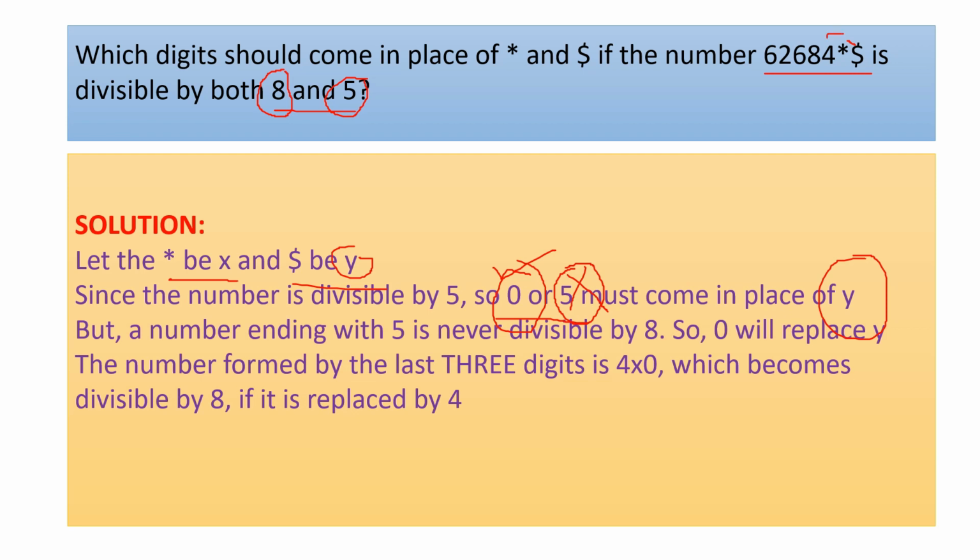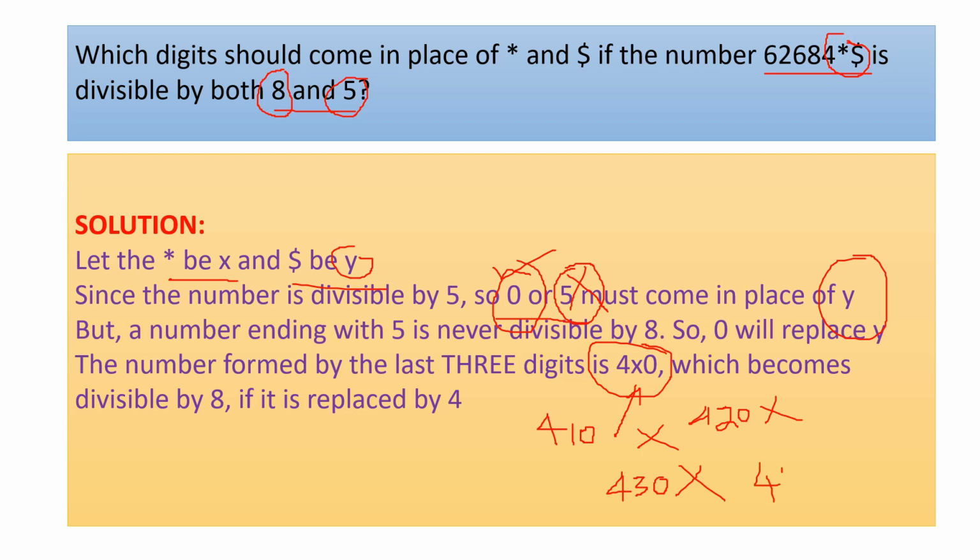So the number formed by the last three digits is 4, x and 0. So we have to try some values for x. If we are replacing x by 1, we will get 410, which is not divisible by 8. So 1 is not the answer. And if we are replacing x by 2, we will get 420, which is also not divisible by 8, and so 2 is not the answer. If we are replacing x by 3, we will get 430, which is also not divisible by 8. So we should not replace x by 3.